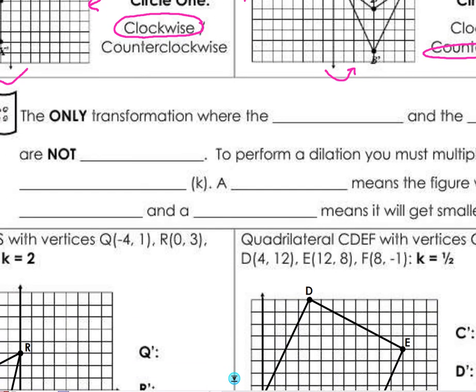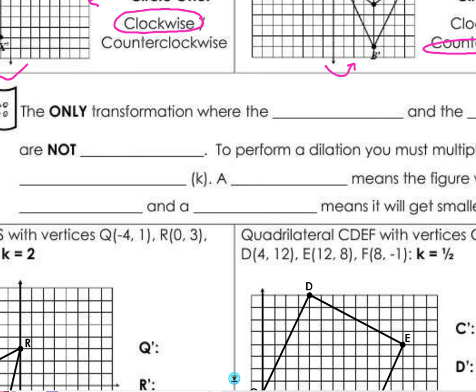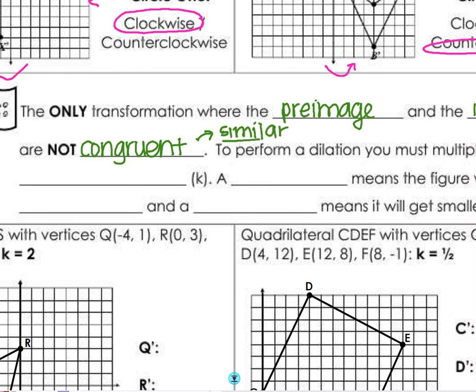Now for the next one, dilations is actually a very good one. It's pretty easy to notice that a dilation is the only transformation where the pre-image and the image are not congruent. All right? So what actually happens is they turn into similar figures instead. Okay? They will end up being similar.